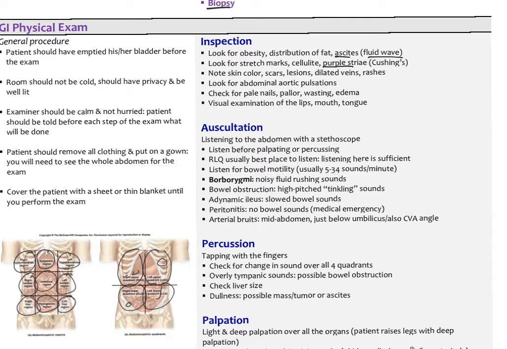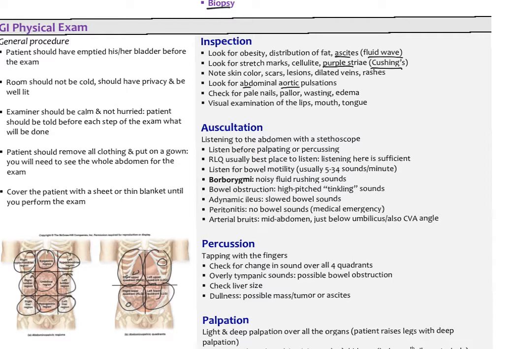This is typical of what's called Cushing's disease. So that would be another inspection. Looking at the skin color, any scars, lesions, dilated veins, rashes. Looking for any noticeable pulses of the abdominal aorta that might indicate an enlargement of the aorta, potential aortic aneurysm in some patients, older patients. But that would be something just to look at. This is before we palpate.